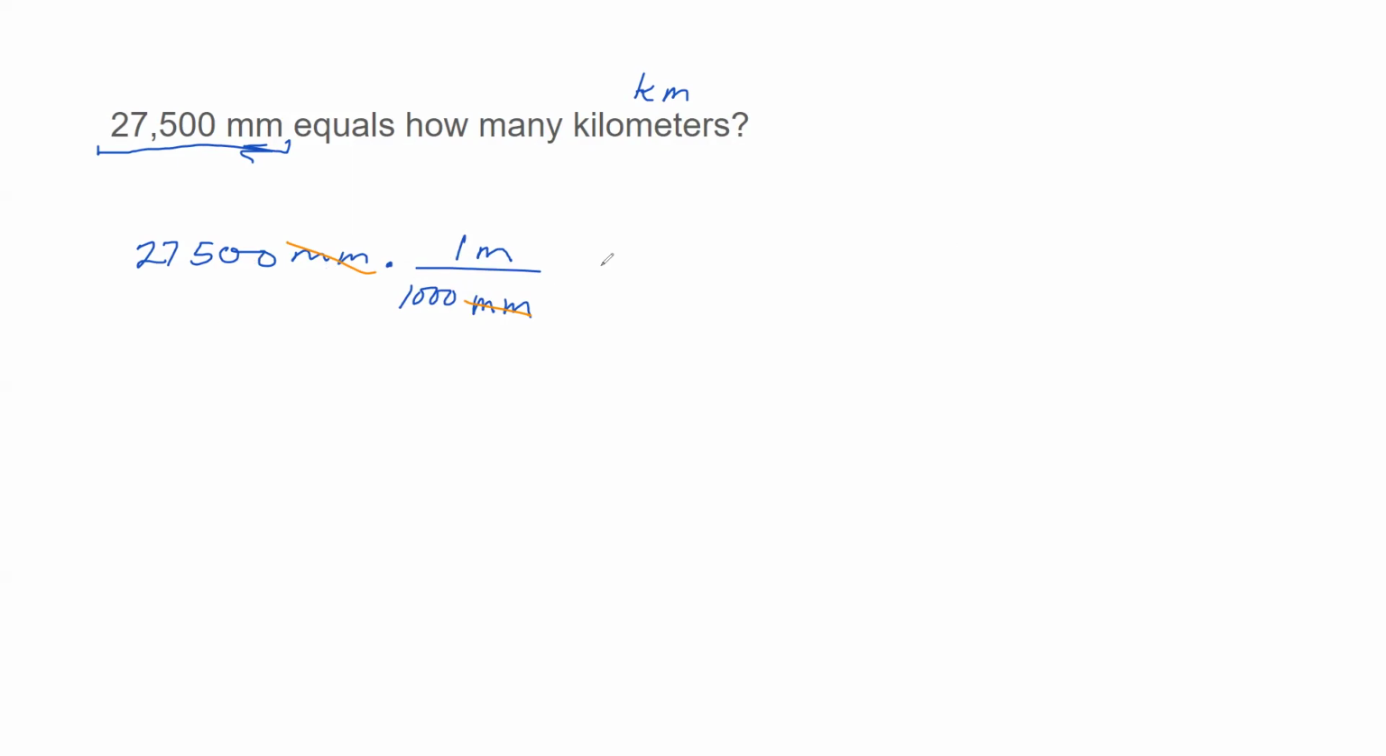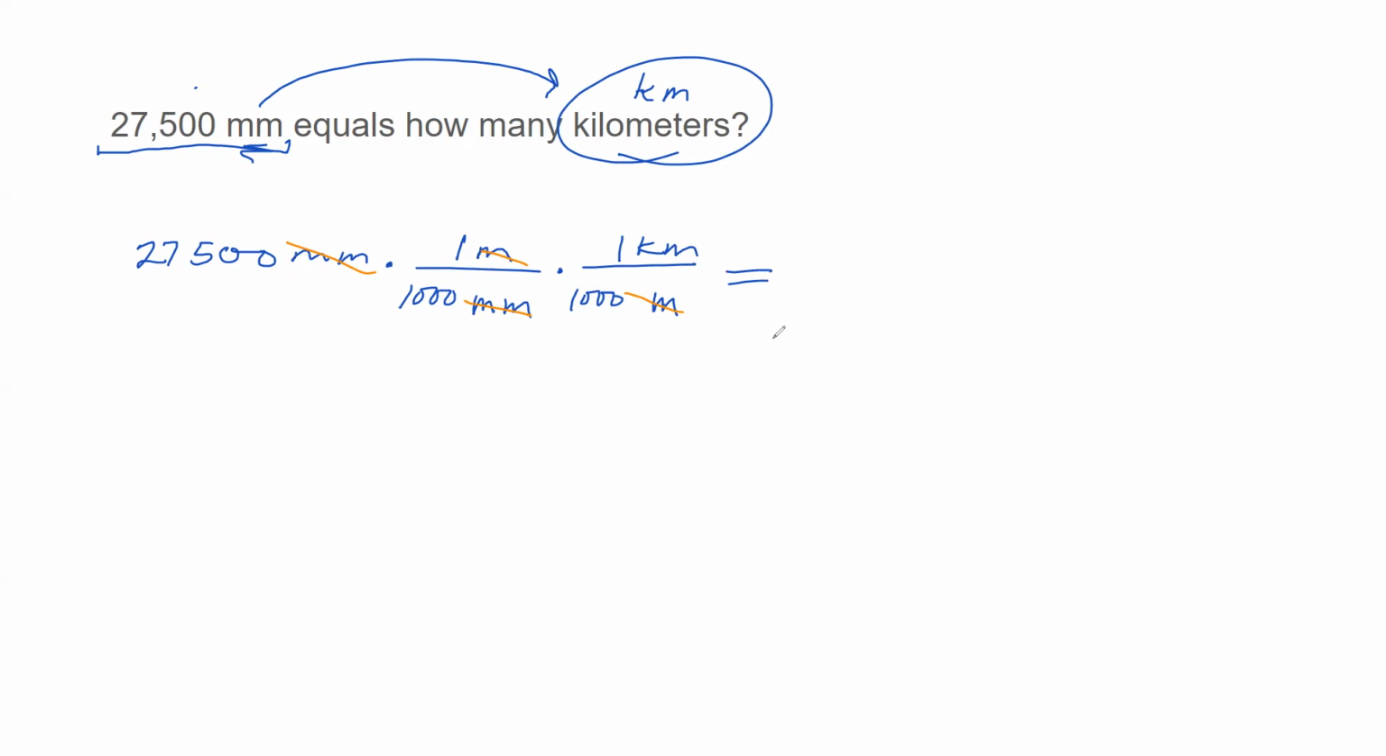Now I want to do that again. I want meters to cancel out. What do I know about meters? Well, I know there's 1,000 meters in a kilometer. So that means the meters can cancel top and bottom in the fractions. Okay, so now I've got kilometers. That's what my goal was. I started at millimeters and I've worked my way down to kilometers.